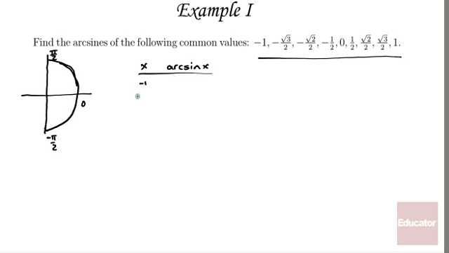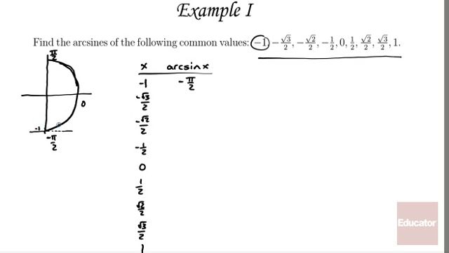So we've got -1, -√3/2, -√2/2, -1/2, 0, 1/2, √2/2, √3/2, and 1. So remember, sine is the y-coordinate, so I'm looking for an angle that has a y-coordinate of -1 to start with. So I want to find an angle that has y-coordinate down there at -1, and that's clearly -pi/2. So that's the answer.